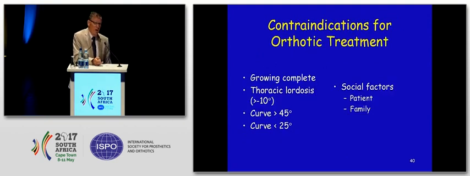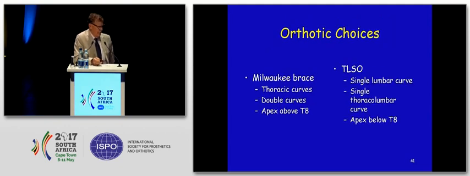There are contraindications to orthotic management. When growing is complete, no point in it. When the thoracic lordosis is severe, you can worsen that with your orthosis. Curves greater than 45 degrees are probably going to need surgery. Curves less than 25 degrees may have as much as a 15% chance of regression, and so you must prove progression before doing it. And of course, I mentioned earlier, social factors may interfere with brace treatment.